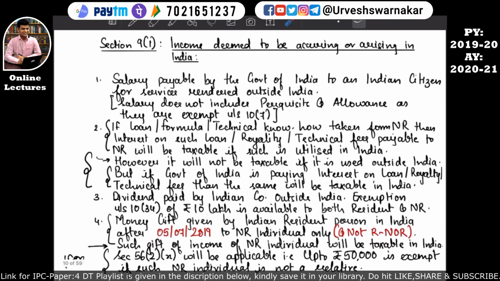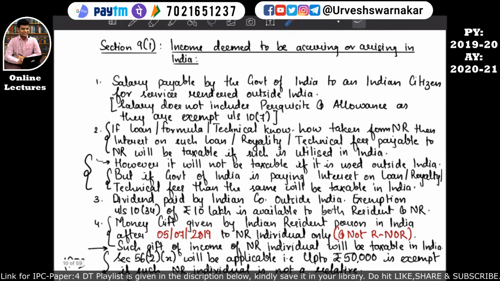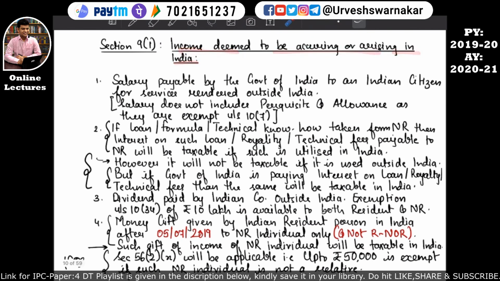Section 9 subsection 1 says that income is deemed to be accruing or arising in India. The first point says that salary payable by the government of India to an Indian citizen for services rendered outside India, where salary does not include perquisites and allowances as they are exempt under section 10 subsection 7, will be considered as income deemed to be accruing or arising in India.